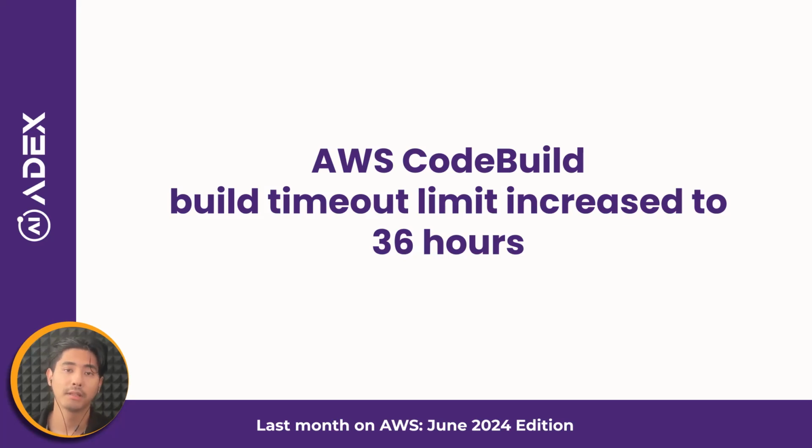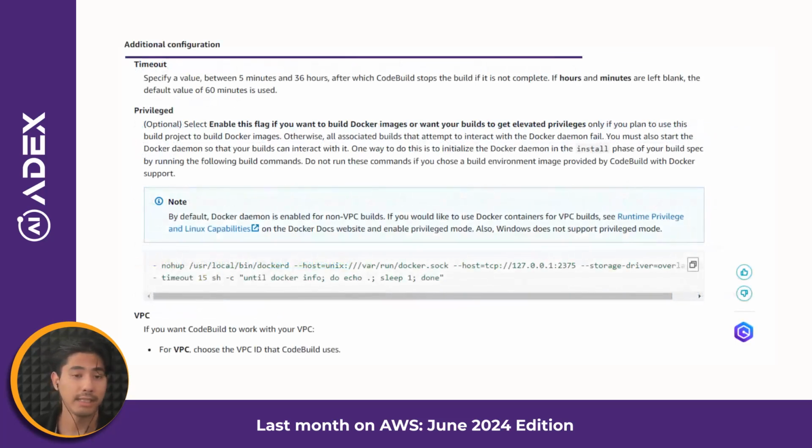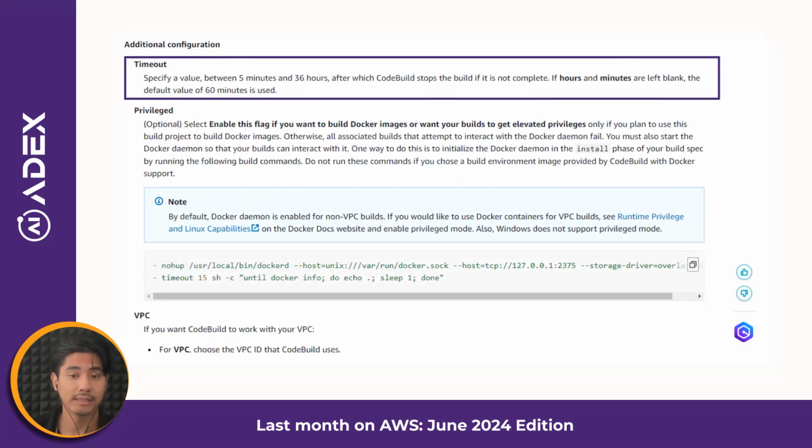Our first update comes from AWS CodeBuild, which has increased its timeout limit to 36 hours. So AWS has announced a significant update for CodeBuild, increasing the build timeout limit to 36 hours from the previous 8 hours cap. This new timeout limit is particularly beneficial for customers with demanding workloads that require extended build times, such as large automated tests or complex embedded machine builds. With the extended limit, developers can now run these lengthy processes seamlessly without any interruptions.